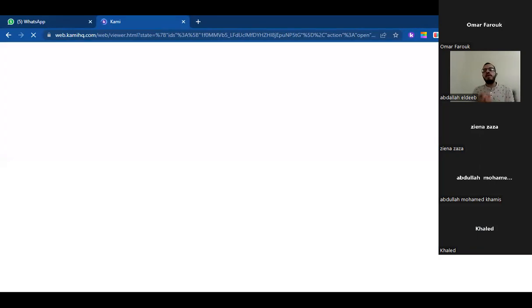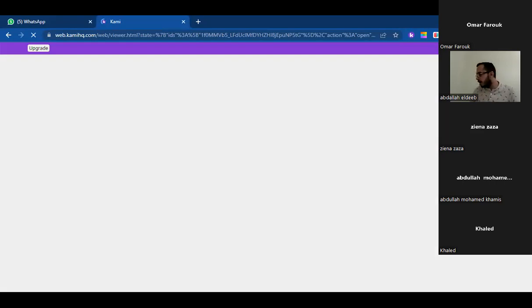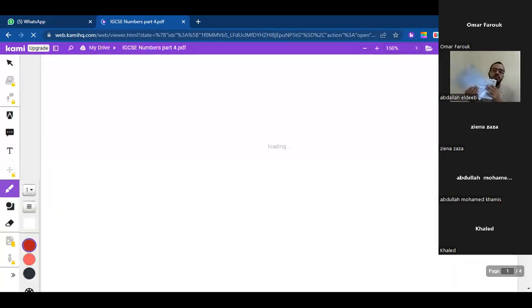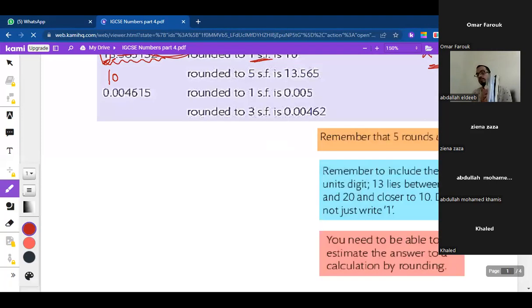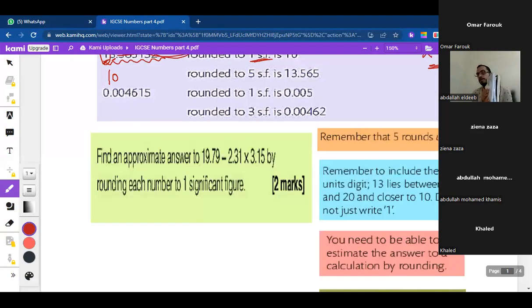Guys, please make your own copybook. Make your own copybook. See, I have a lot of copybooks here. 1, 2, 3, 4, 5, 6. Many copybooks here. And everything I record here. Record your work. Record your work, please.